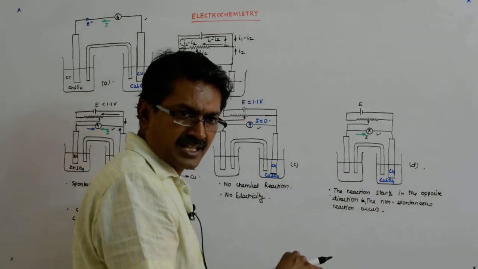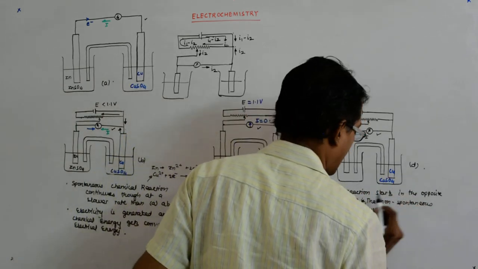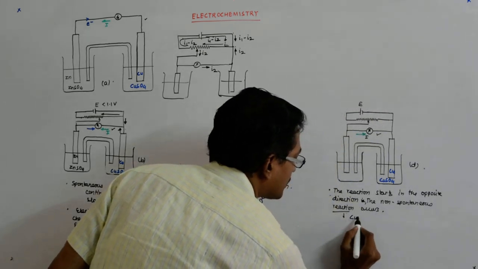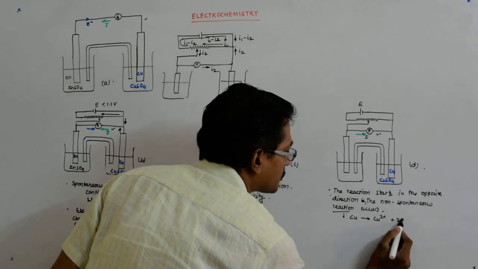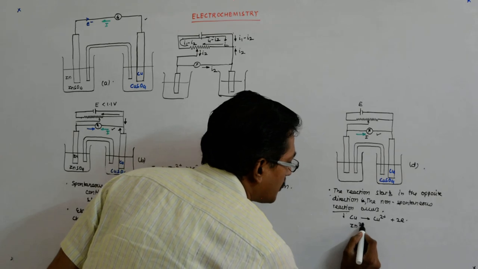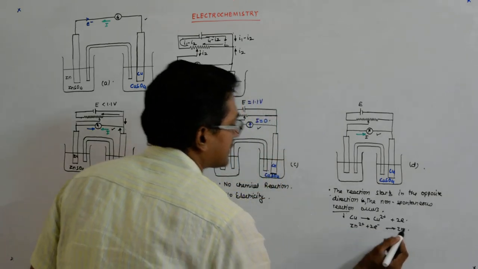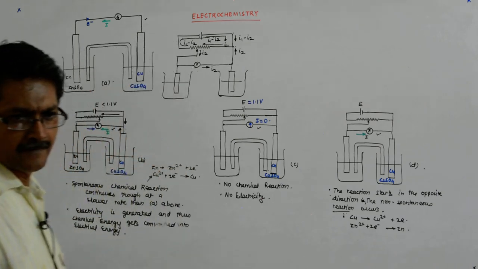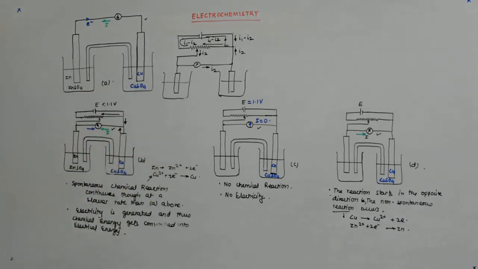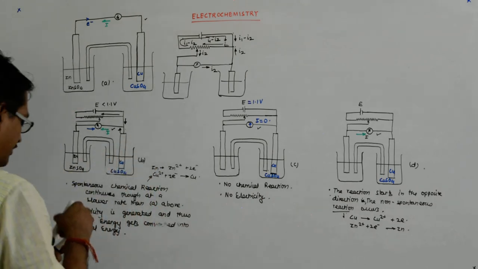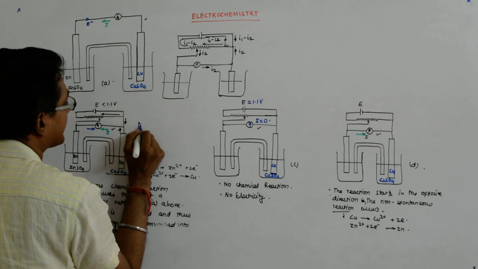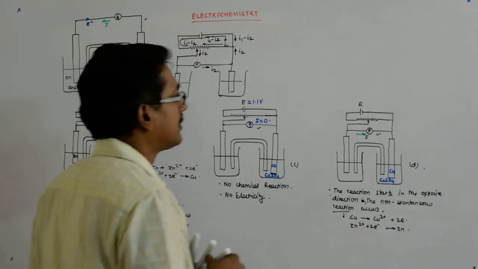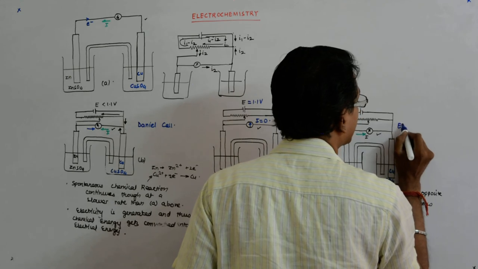Here exactly the opposite will start happening, right? So here what will happen? The non-spontaneous reaction is what? It is that Cu starts becoming Cu2+ plus 2 electrons, and Zn2+ accepts 2 electrons and becomes Zn. The whole reaction gets reversed. Okay? In this mode, it is known as a Daniell cell. And here, it is known as an electrolytic cell.